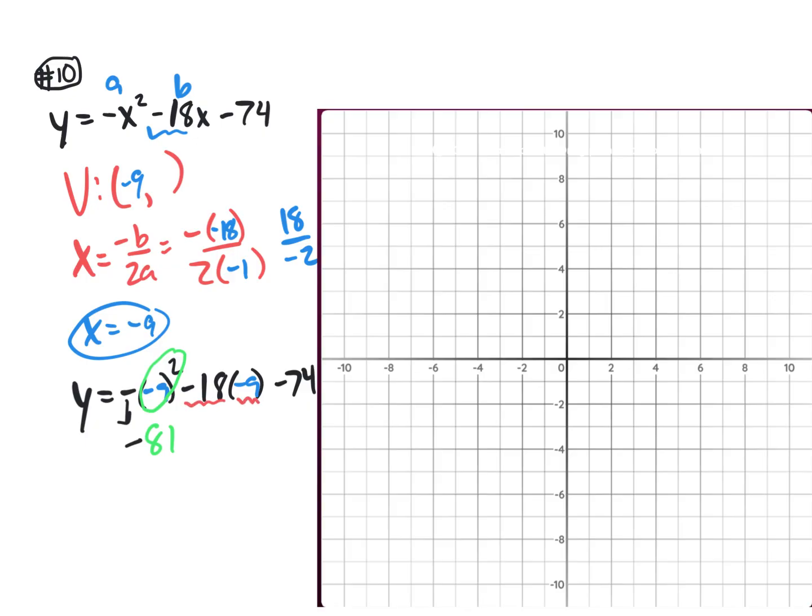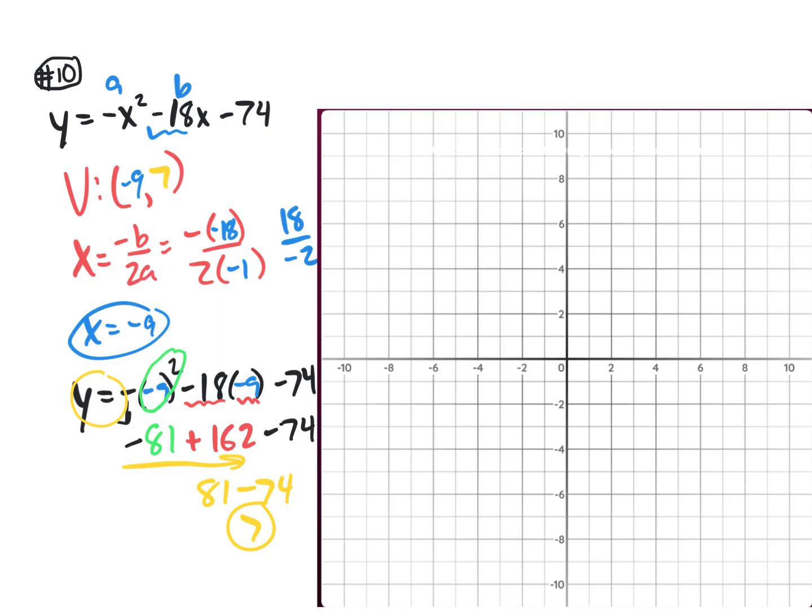You could use a calculator. You're going to get positive 162. And then bring down the minus 74 at the very end. So right here, you're just adding and subtracting from left to right. Well, we have negative 81 plus 162. That's a positive 81. And positive 81 minus 74, 7 is the y value. So we have y equals 7. So the y value is 7. So there's your vertex, negative 9, 7.